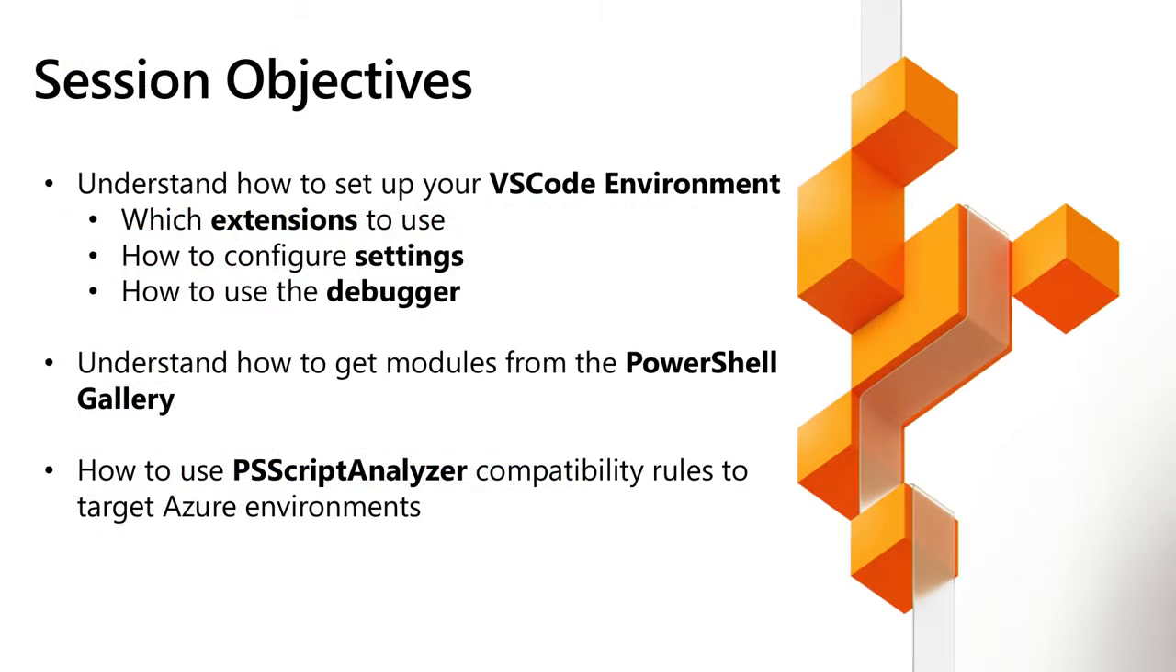All right, so objectives. What are we hoping to get out of the next 15 or 20 minutes? I want to show you how to set up your VS Code environment, what extensions you might want to use, how to configure your settings, how to begin using the debugger, and how to get modules from the PowerShell Gallery and search for those modules. And then the big thing that's probably exciting if you're already a PowerShell user is talking more about PowerShell Script Analyzer and how you can use the new compatibility rules that we've integrated into the static analysis tool to target the specific platforms and tools that you're using, especially in the cloud.